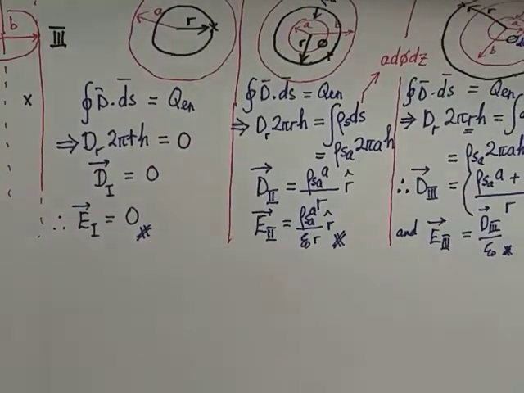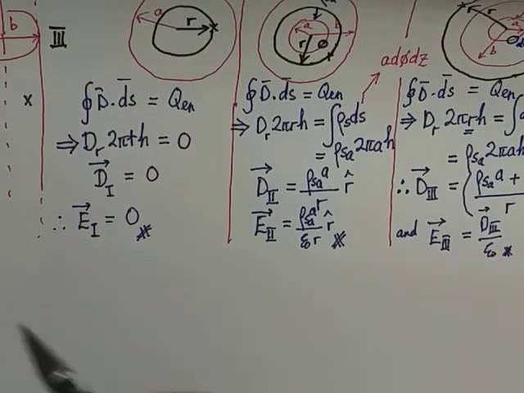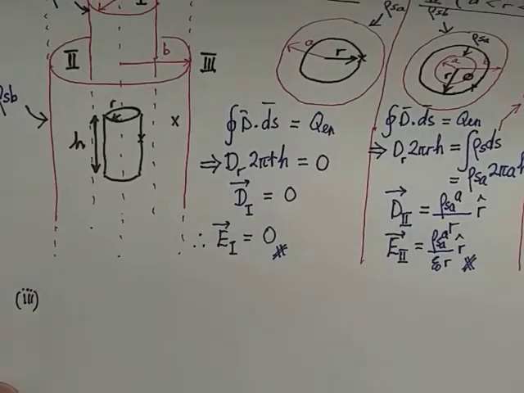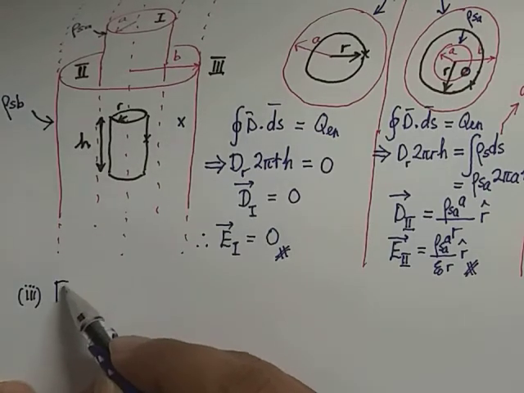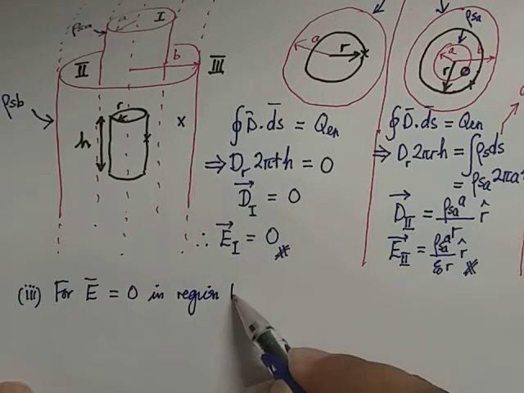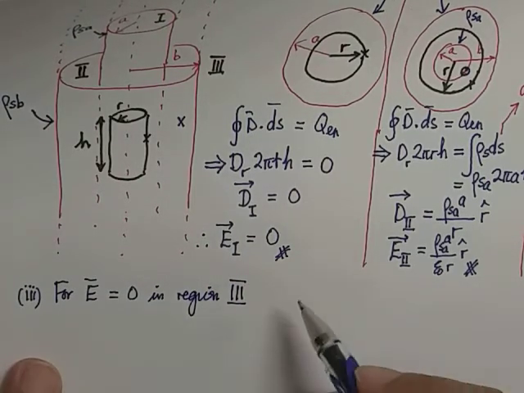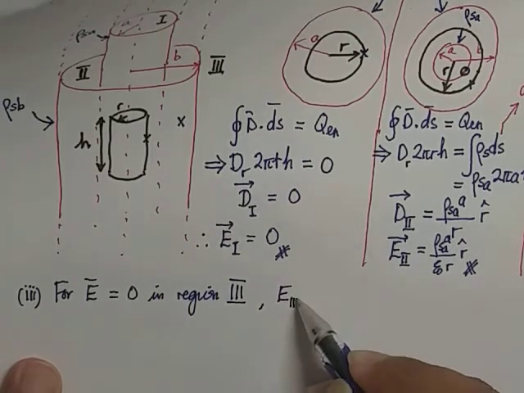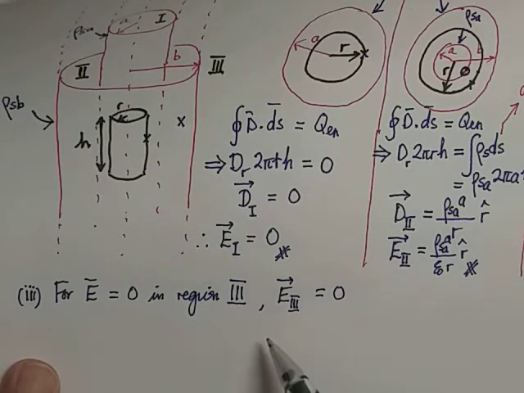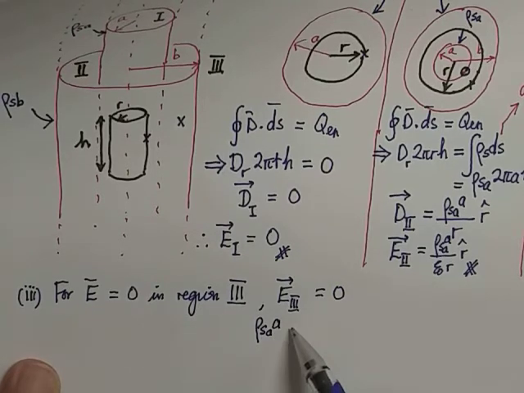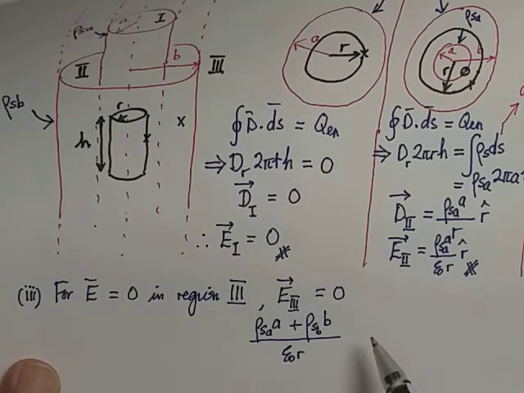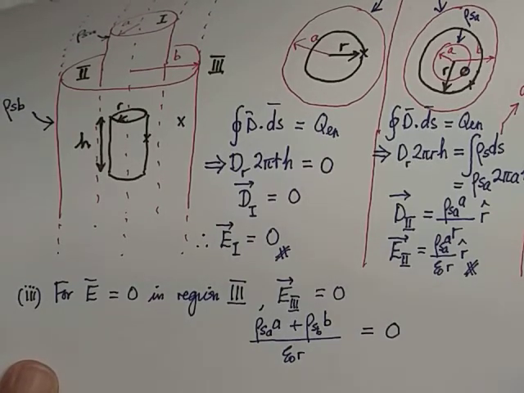Okay, so I'm going for number 2 now. Okay, much better. For E becoming 0 in region 3, the mathematics is that E3 must be equal to 0. We have solved for E3, and we know that E3 is equal to rho S A a plus rho S B b, all divided by epsilon naught r, equal to 0. I'm just focusing on the magnitude, ignoring the direction.